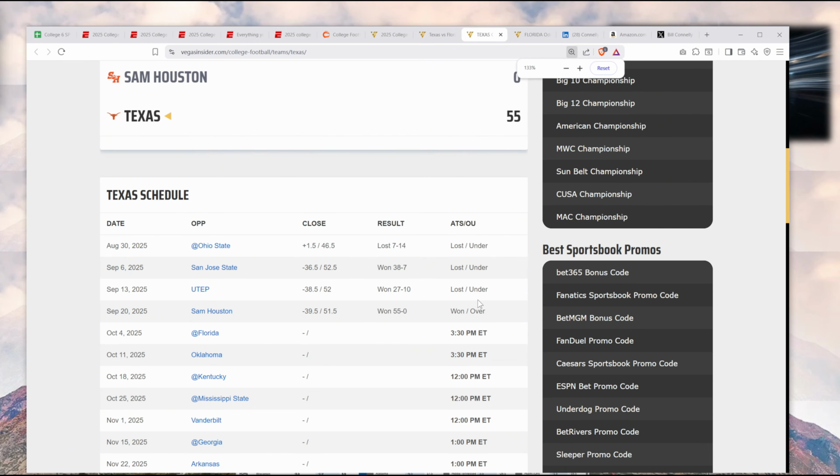Also, it's good to look at, when you click on a specific team on VegasInsider.com, it has a history of their games. You want to see what the point spreads were in the past, and it tells you here if they covered or not. If it says 1 under results, that means they won the game. But under ATS, which means against the spread, this means that they covered the point spread.